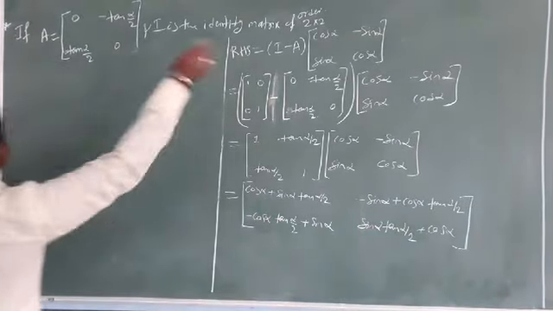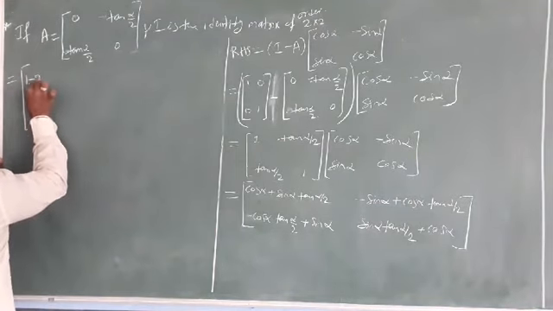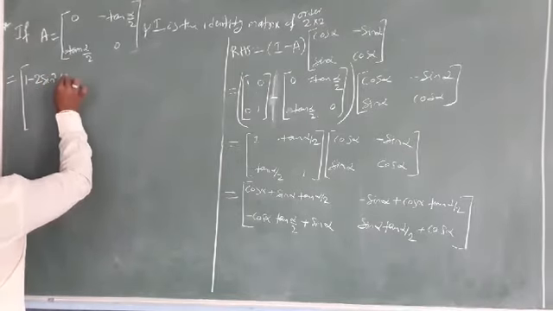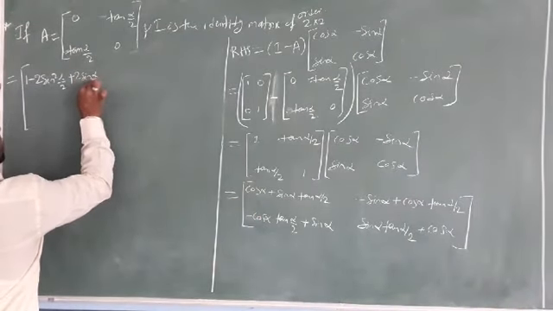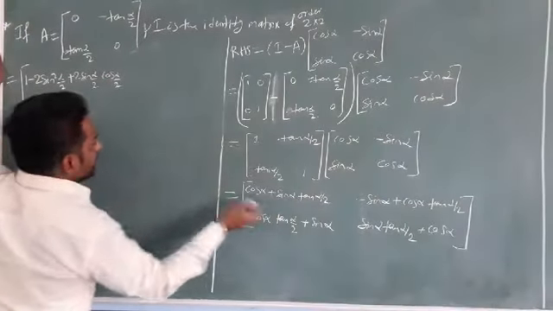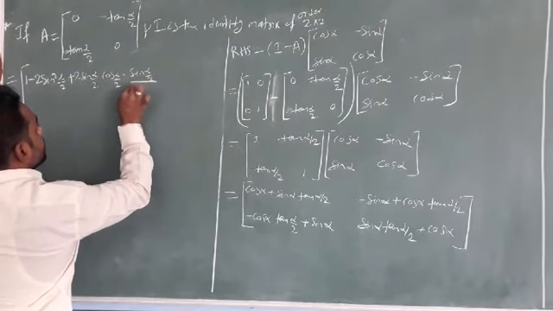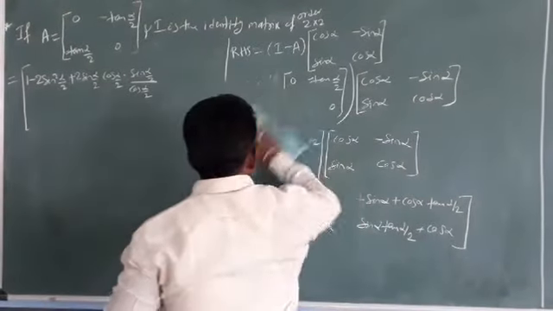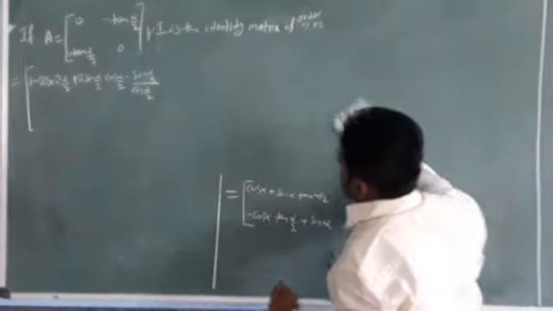So what is the result here, students? 1 minus 2 sin square alpha by 2 plus sin alpha can be written as 2 sin alpha by 2 into cos alpha by 2, and tan alpha by 2 can be written as sin alpha by 2 divided by cos alpha by 2. This is the first result. First row, first column value.